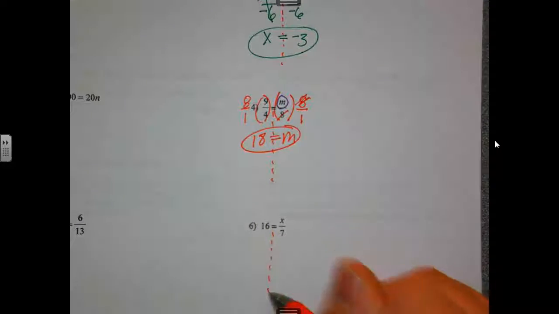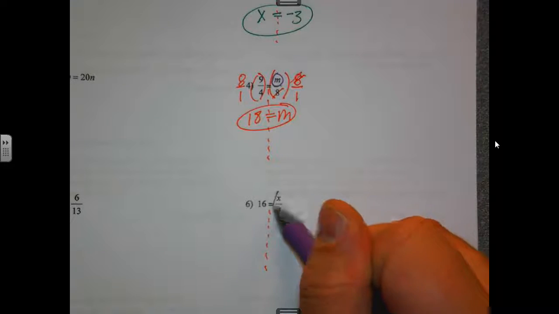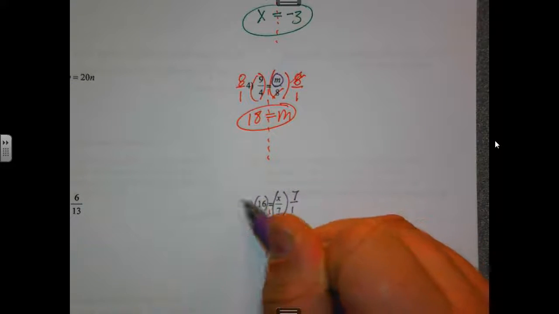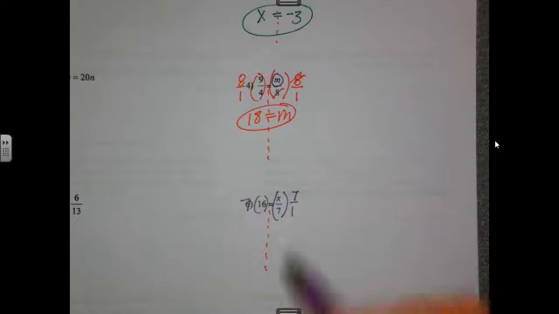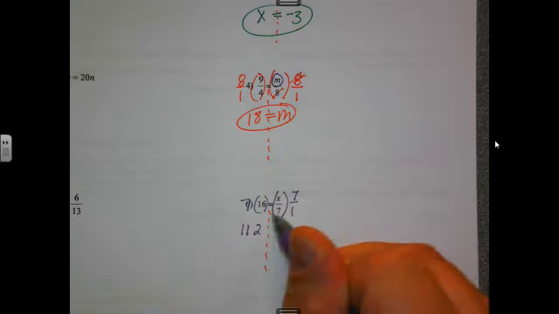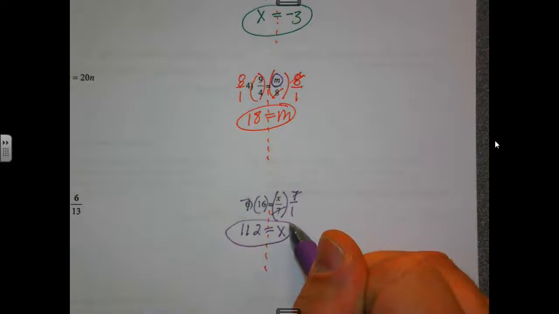Okay, number 6. Same thing, I have to get rid of my denominator, 7, so I'm going to multiply by 7, or 7 over 1. 7 times 16, 112. These cancel out to 1. 1 times x is just x.